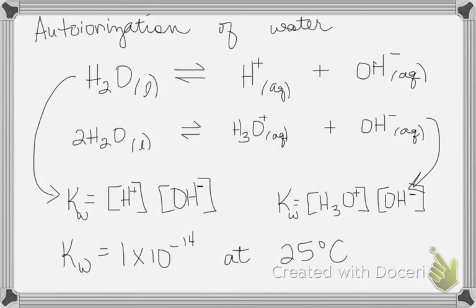It's not half of this. If this is X and this is X, and that's X squared, then the square root of this is what? What's the square root of 1 times 10 to the minus 14? Huh? 1 times 10 to the negative 7. Yes, in pure water, the concentration of hydrogen would be 1 times 10 to the minus 7, and the concentration of the hydroxide would be 1 times 10 to the minus 7. They would both be equal. Okay?